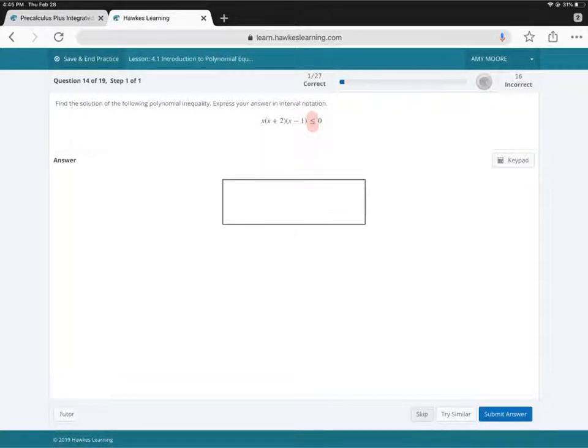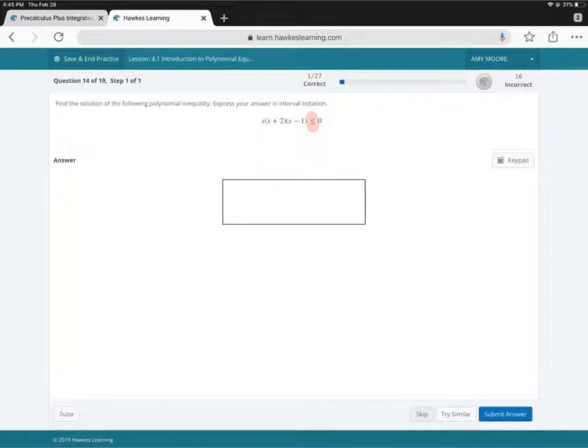So the first thing that I need to do is find the values that you get when I set one side equal to 0. Some of the questions in Hawks will ask you for two parts. It'll say step 1, find the values when you set one side equal to 0, and then step 2, find the intervals. So make sure you're aware of which one they're asking for. This one just says find the intervals, so I'm doing both parts built in.